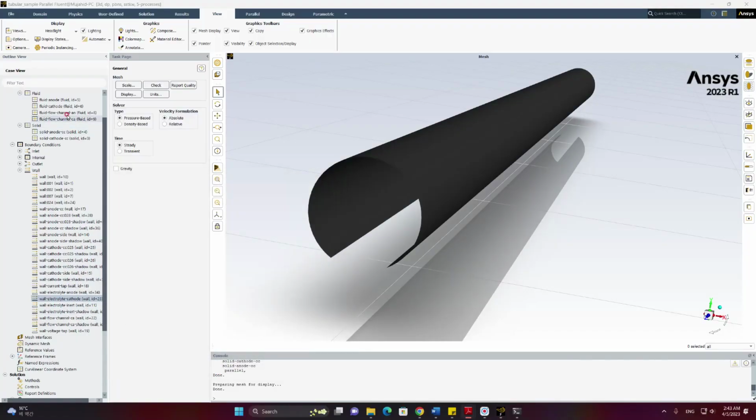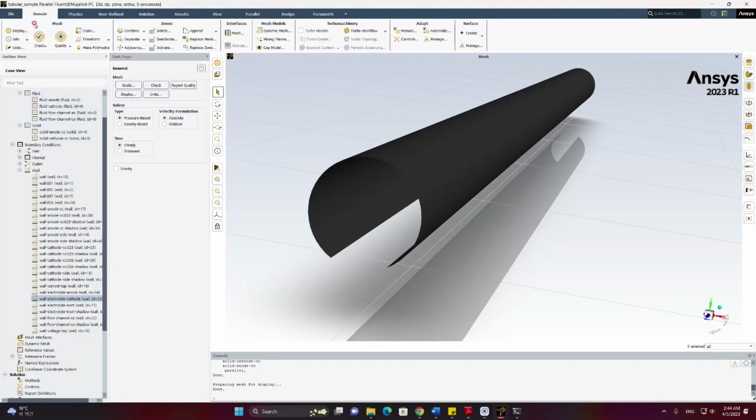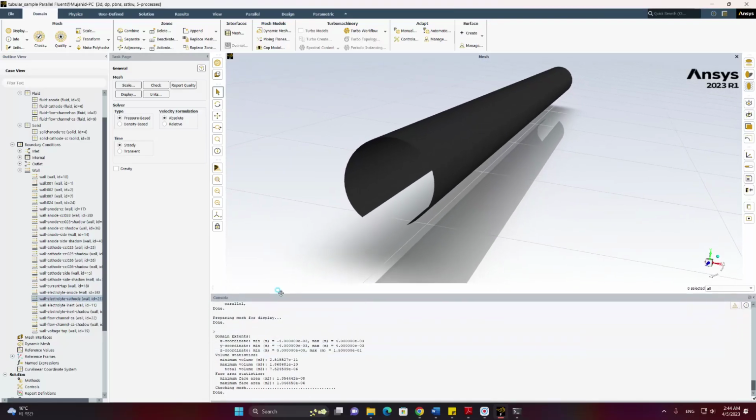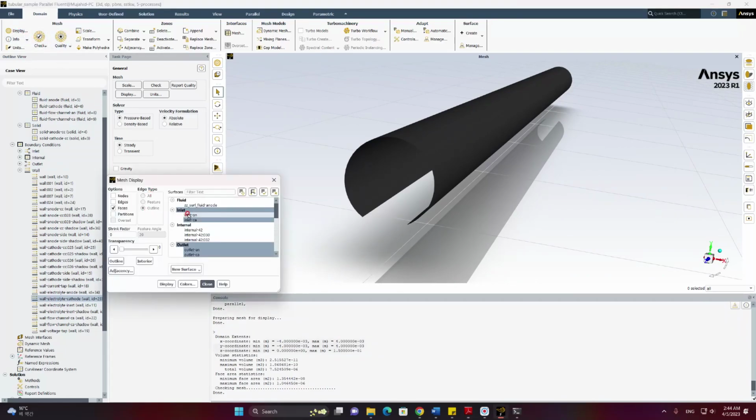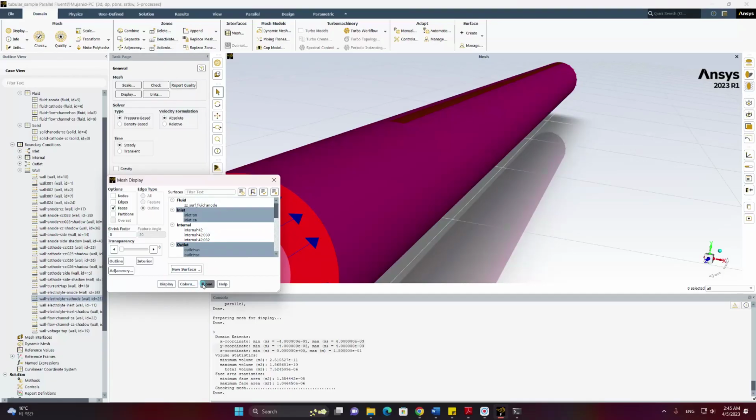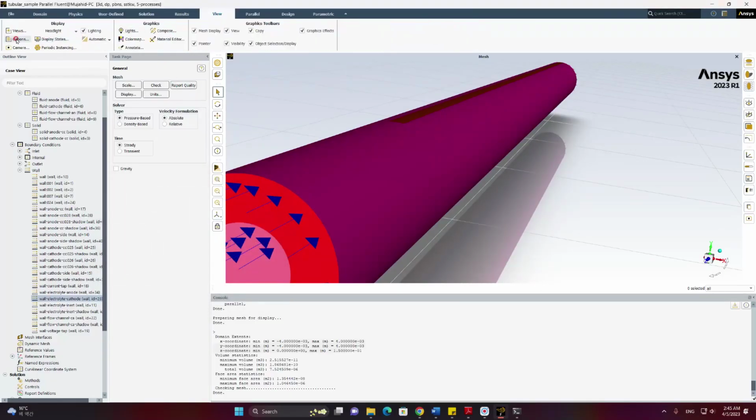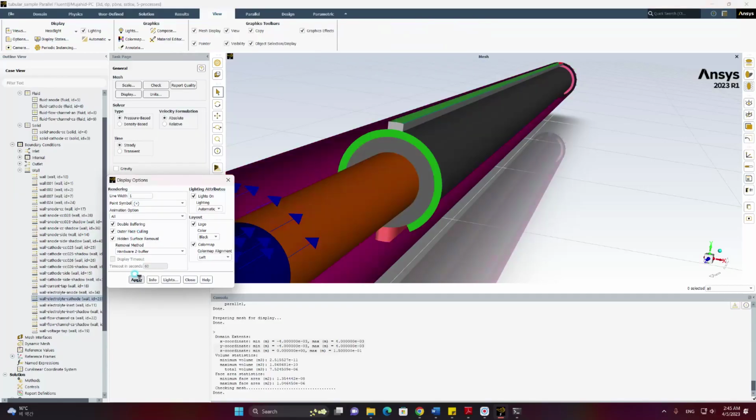Now the next step is to check and display the mesh. So we can go to the domain, mesh, and perform a mesh check, and it will give us the information of our mesh in the console. Then we go to display, mesh display. We display all inlets, outlets, and walls, and like before, we will use outer wall culling. Apply.